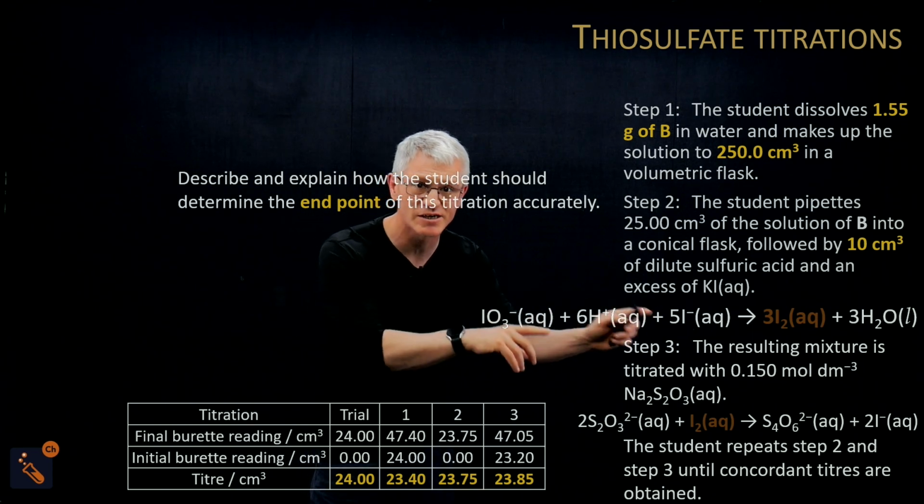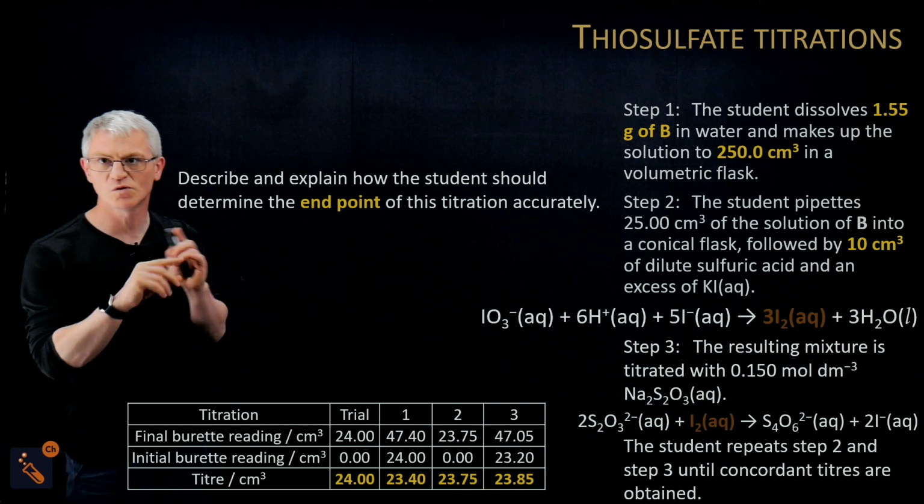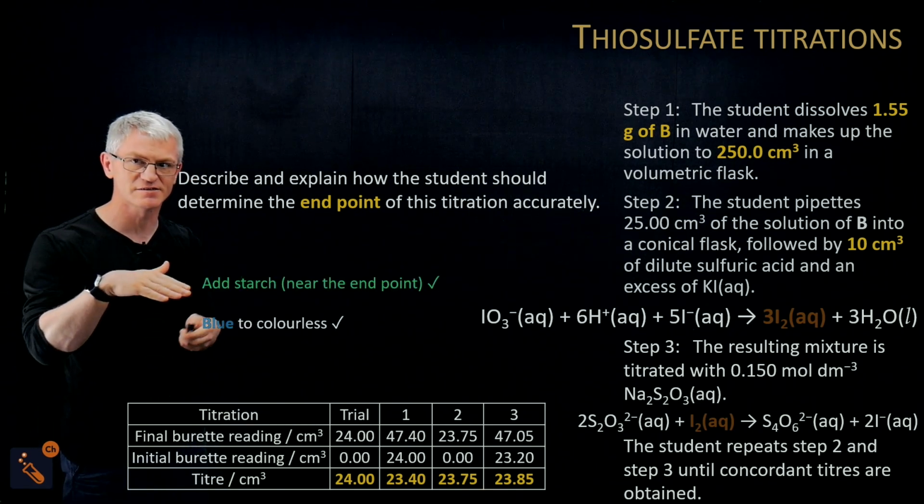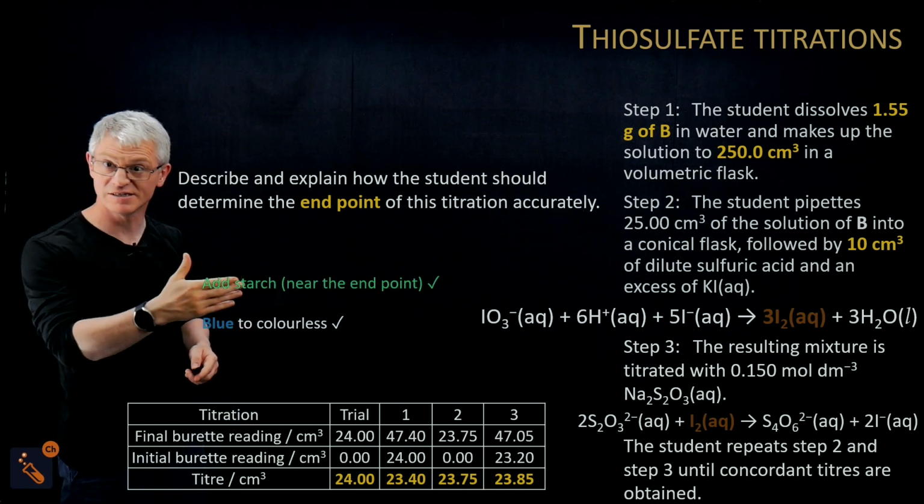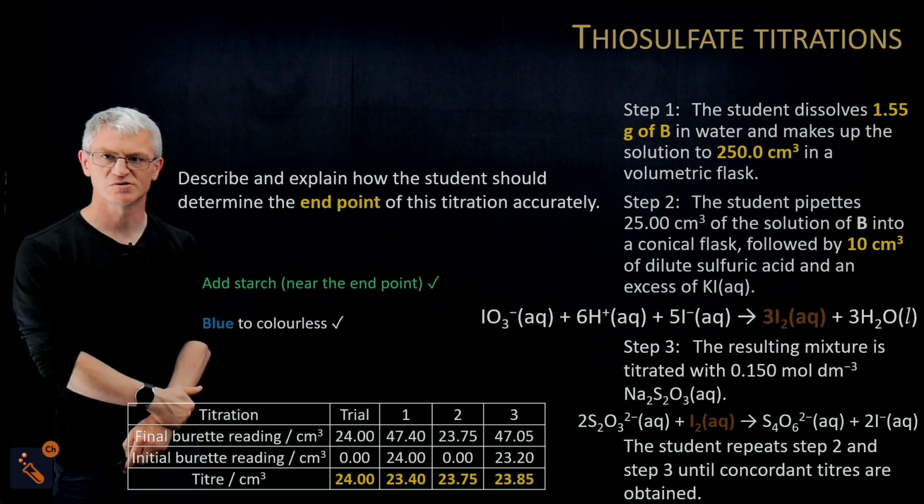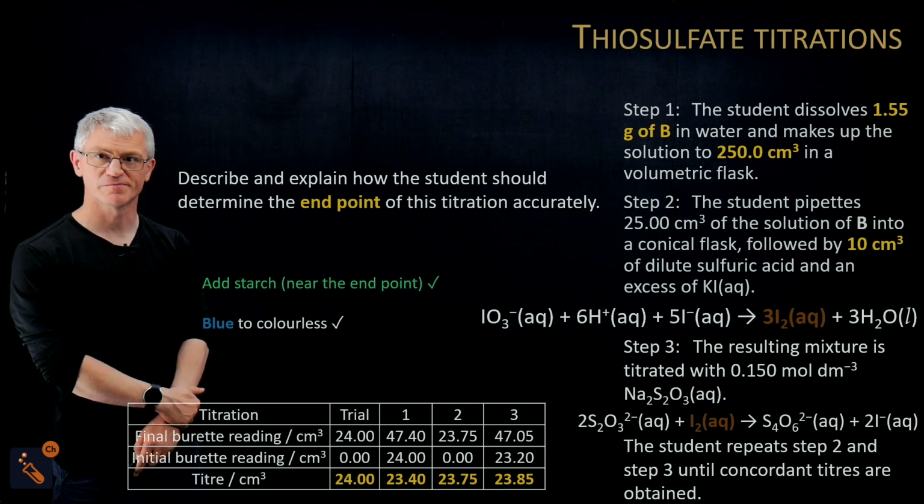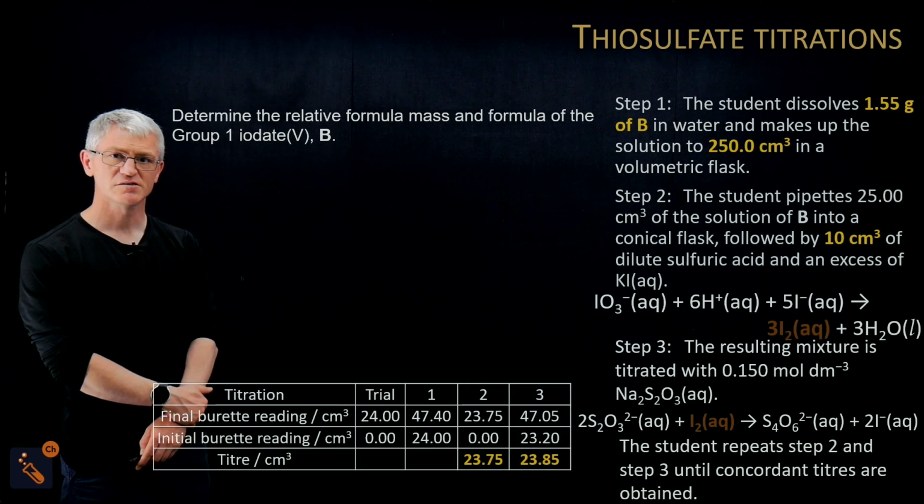Notice you're making iodine, you're using up iodine. So do you remember from before what we do? It's exactly the same. Add starch near the endpoint, because it doesn't work very well if you don't. And you go from blue to colourless. All right, so exactly the same as before. So let's have a look at that now.